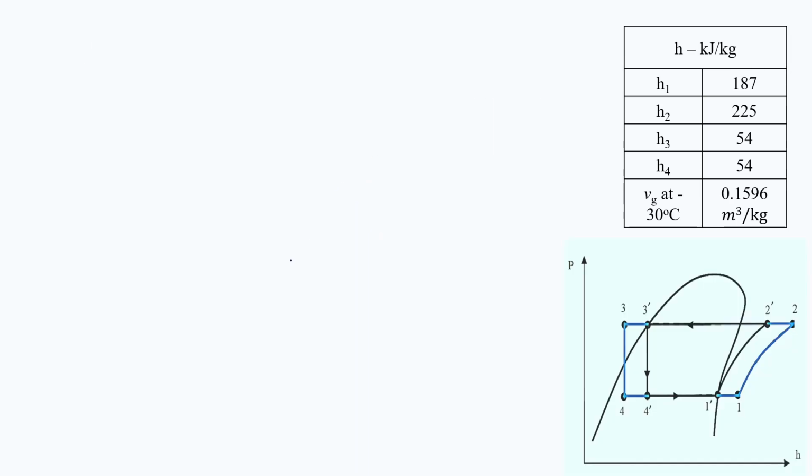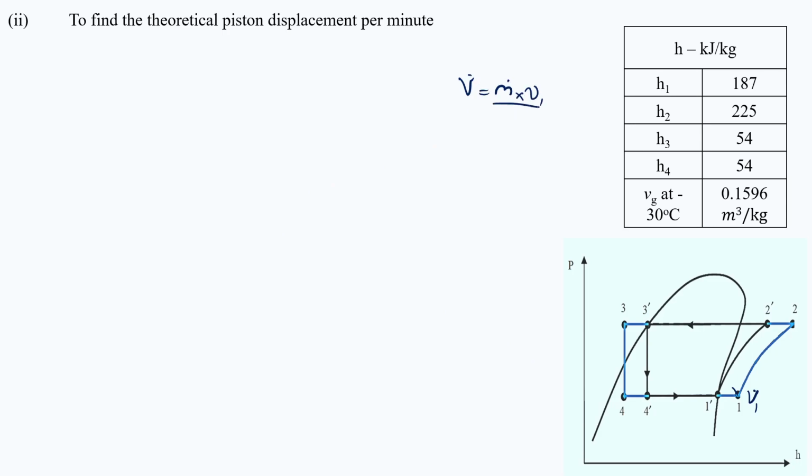Now, the next thing is to find the theoretical piston displacement, that is nothing but the capital V dot corresponding to the entry to the compressor. For that, we can use the formula: mass flow rate of the refrigerant times specific volume at 1 divided by compressor efficiency, or we can also use our LANK by 60 formula. Both are applicable here.